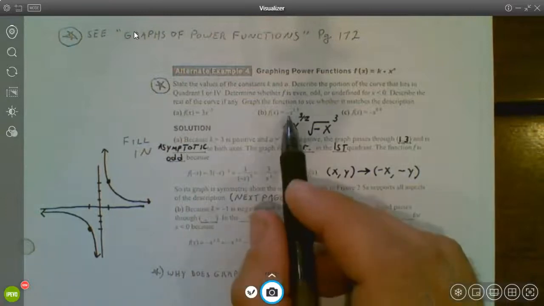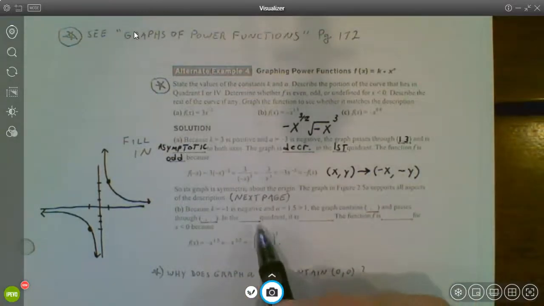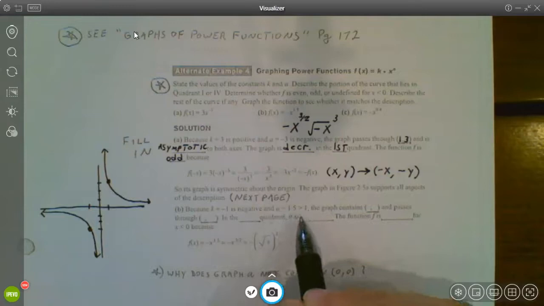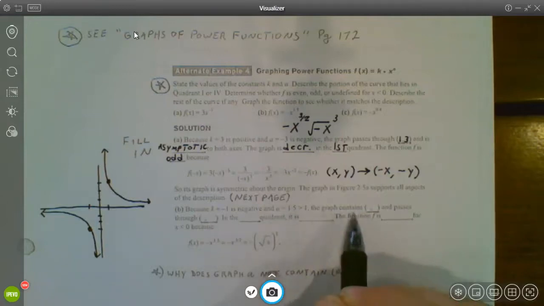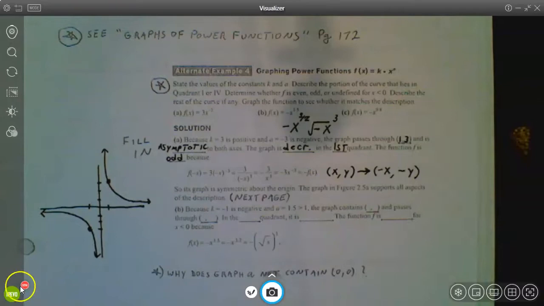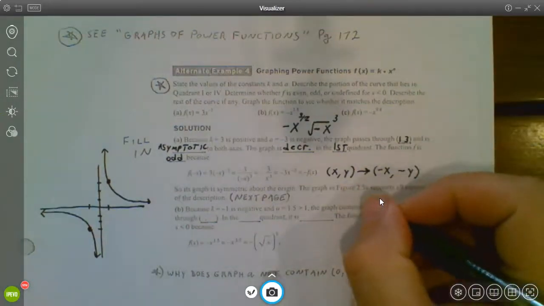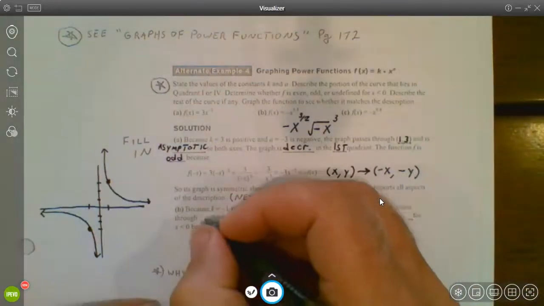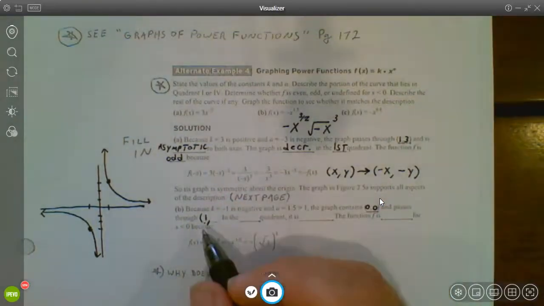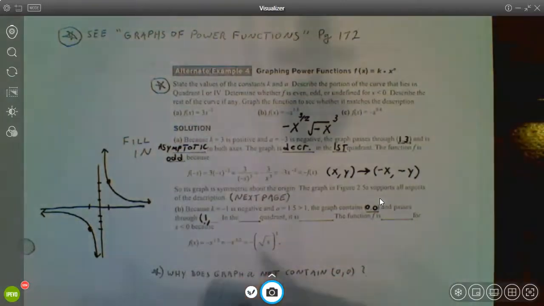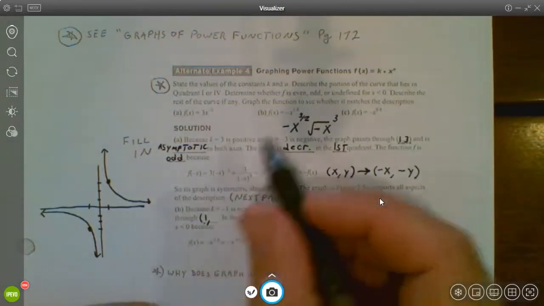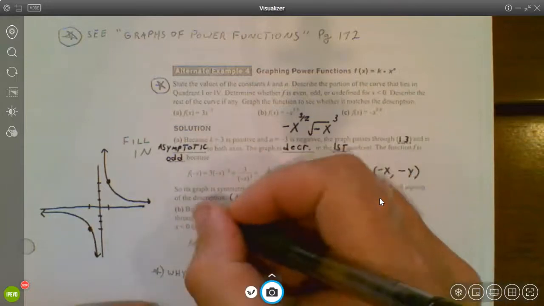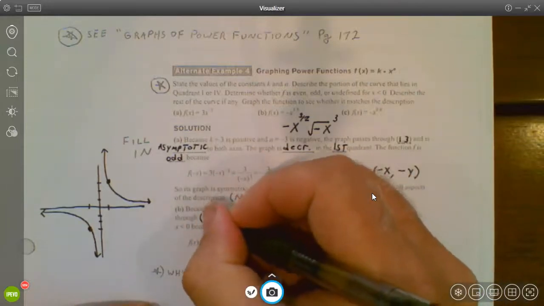So k is negative 1. That's our k value. Because that's negative and because a is greater than 1, they want us to know on this that the graph contains 0, 0, and I'll explain that in a sec, and passes through the point 1, k. Remember for this one, we can always write 1, k as a point that it would pass through. That's a point we should always note. In this case, our k value was -1, so 1, -1 would be that point.